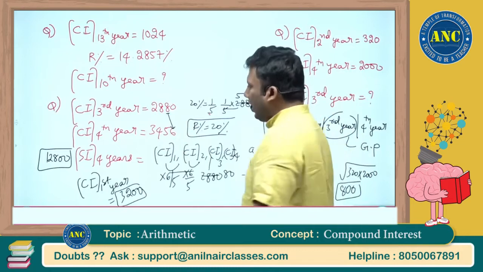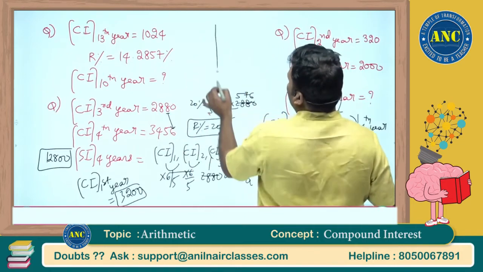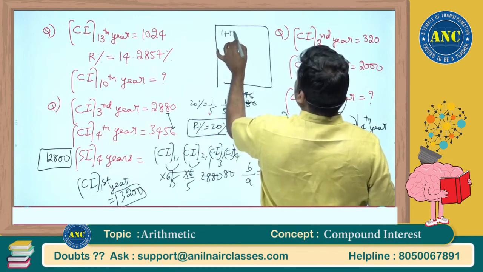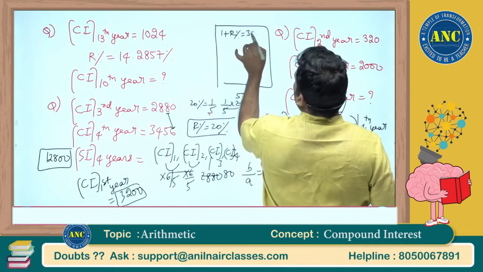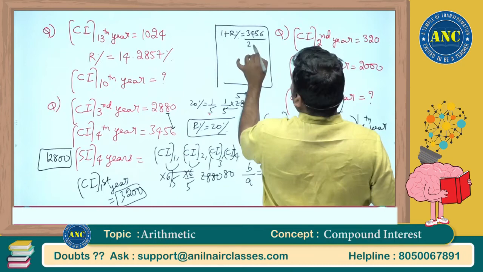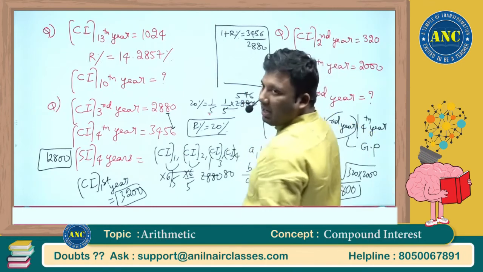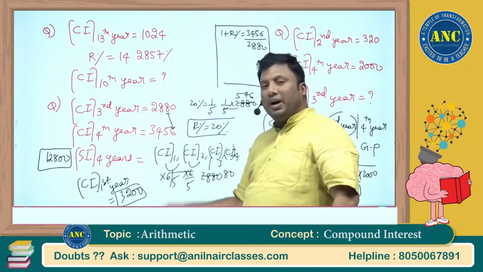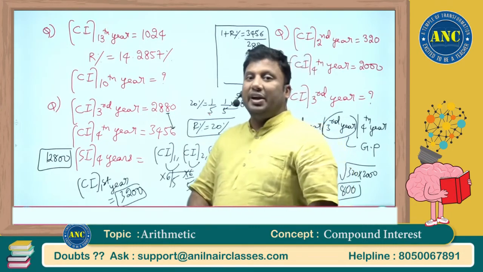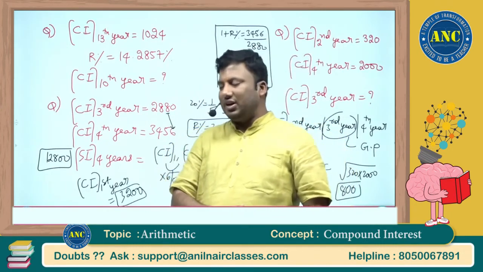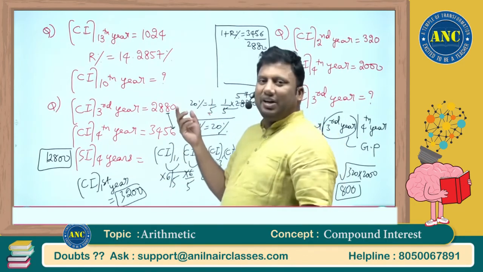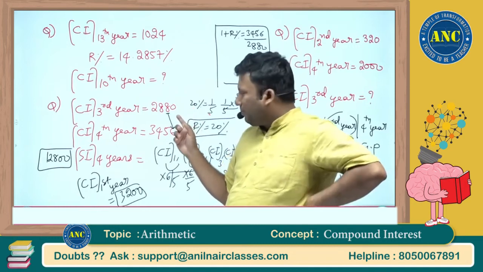Sir, how did I do it? I don't want my students to solve like this, doing 1 plus R percentage equivalent to 3456 by 2880. It is time consuming. This is 8 and it is 6. 8 multiplied by which number will I get 6? 8 2s are 16, 8 7s are 56. So first I tried for 20 percentage more. Anyway, it will definitely be 20 percentage.